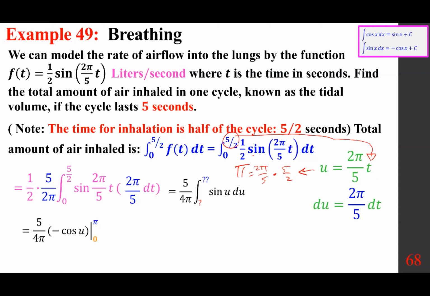So that's why we go from 0 to pi, because the integral of sine is negative cosine. We go from 0 to pi. So I'm going to put the negative out, and I'm going to write negative 5 over 4 pi, cosine of pi minus cosine of 0. Cosine of pi is negative 1, minus positive 1. This makes it negative 2.